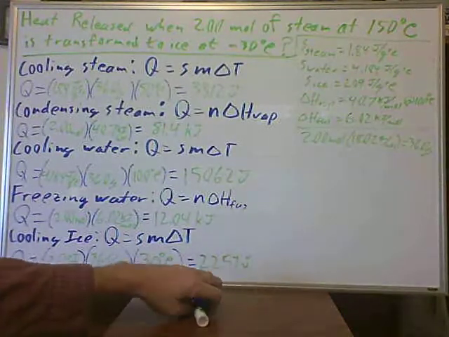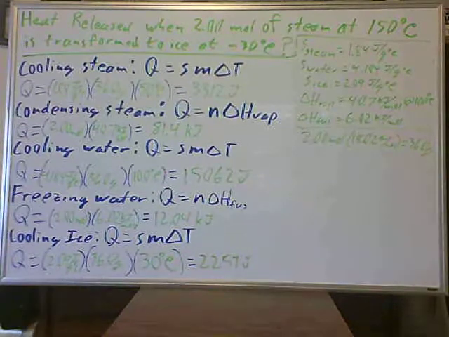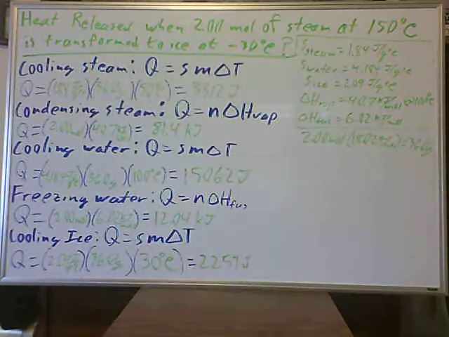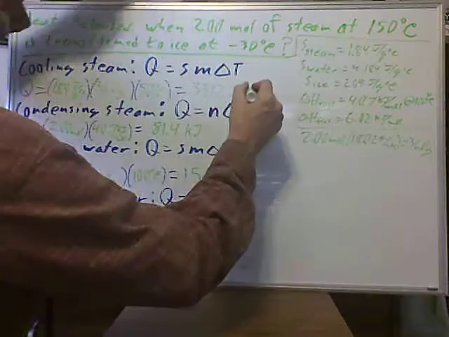2,257 joules. The heat of the overall process is the sum of these, but we see that we have both joules and kilojoules, so we have to convert all into one unit. So I will convert into kilojoules.